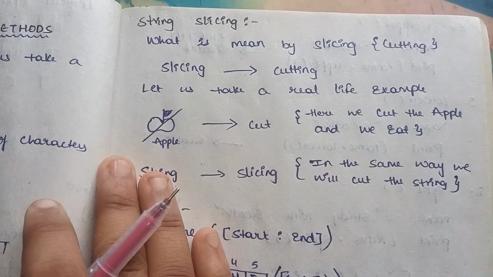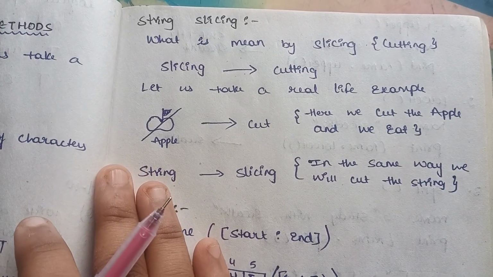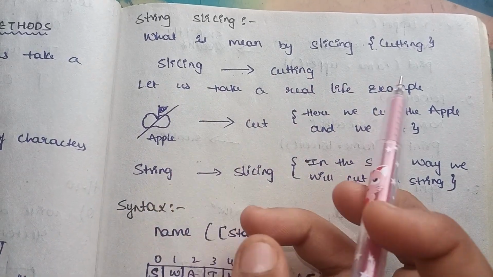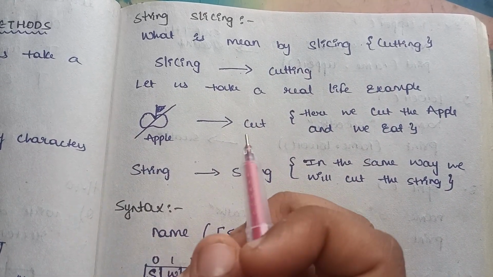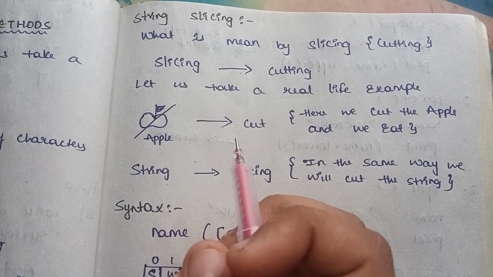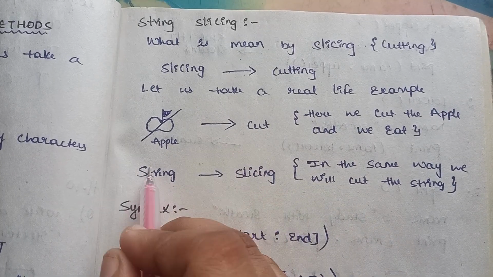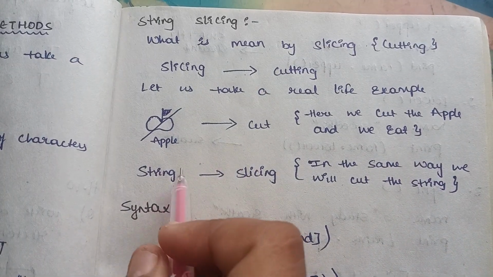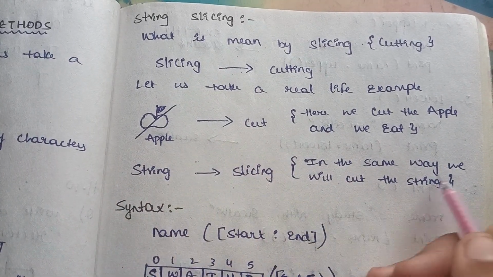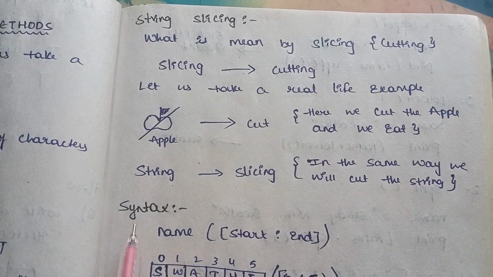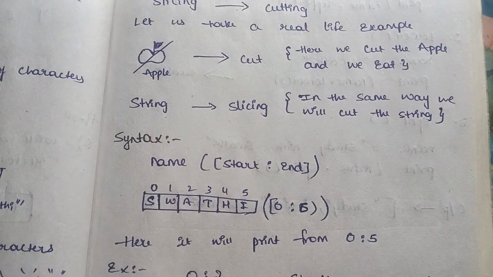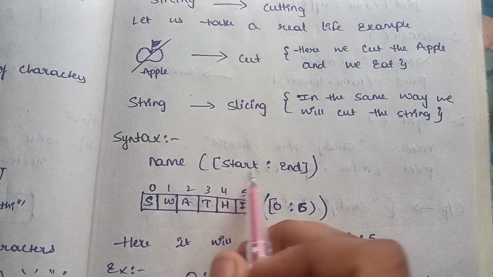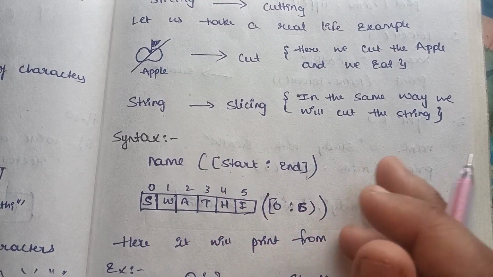Now let us take a real life example to get more clarity, and let us take slicing. What is meant by slicing? Let us take one apple, cut it into pieces, and distribute it to eat. String also slices the words; in the same way we cut the strings. What is the syntax for this? name, square brackets, start, end.